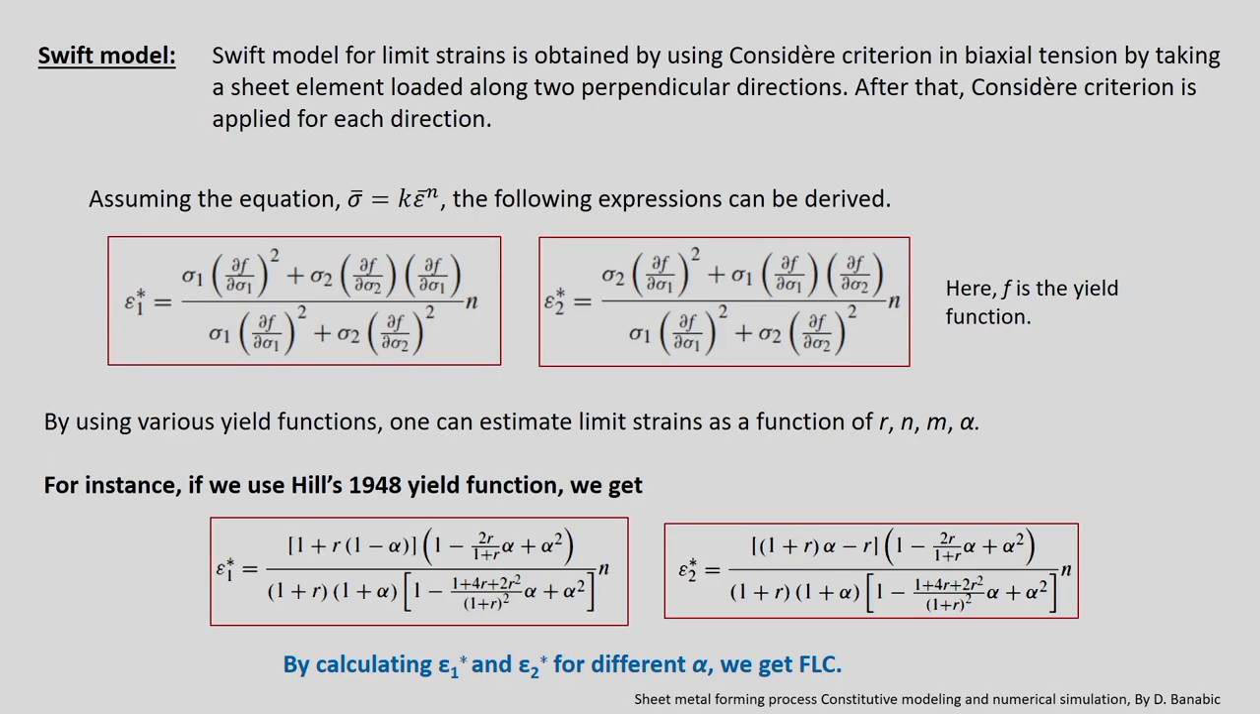Now the next important model is called the Swift model. This Swift model can be used to obtain limit strains epsilon 1 star and 2 star by considering the criteria n in biaxial tension side.